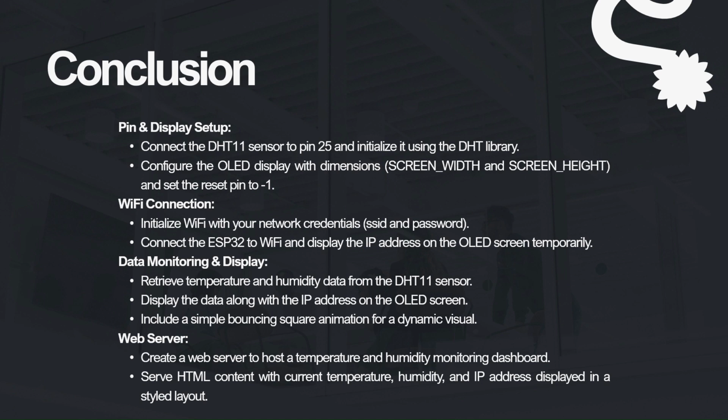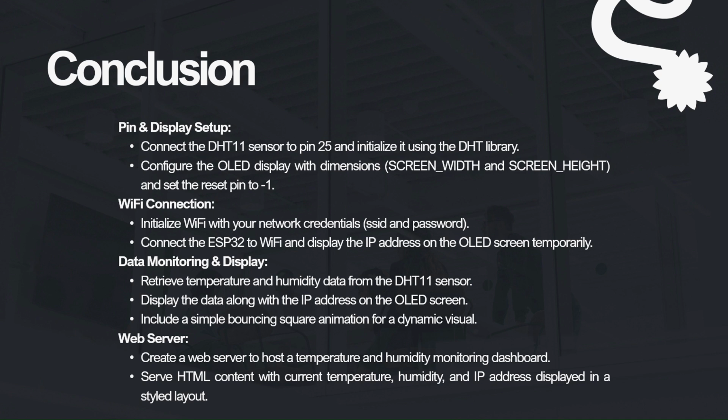Coming to the conclusion, first of all I mentioned the pin diagram for the DHT11 sensor. I have used pin 25, then the OLED display, for which I have mentioned the screen width and screen height. Then coming to the Wi-Fi connection, I have shown my Wi-Fi name, Ungal Nanban, and my password. Then I connected the ESP32 Wi-Fi module, which is used to provide the IP address on the OLED display. Then temperature monitoring retrieves the temperature and humidity data from the DHT11 and displays the output and the IP address on the OLED screen.